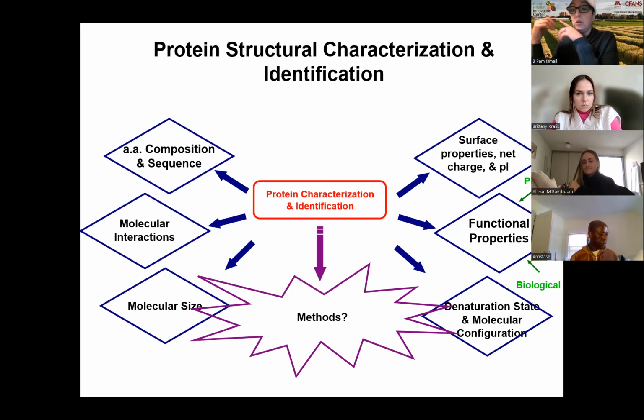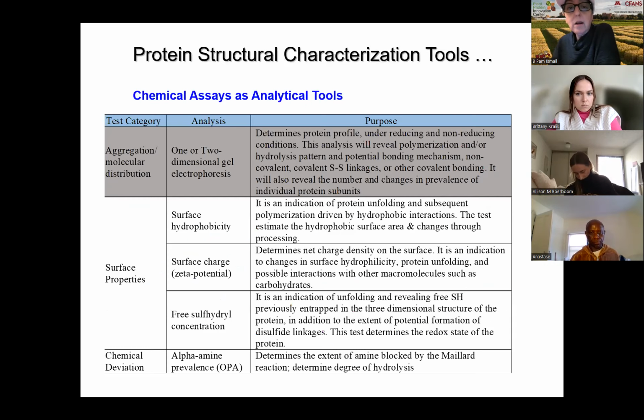We're going to look at the denaturation state. There are so many different methods that are used to determine the denaturation state, and then the secondary structure and some tertiary structure characteristics. I like to categorize these methods as chemical versus instrument-based methods. The first one that looks at molecular distribution, polymerization, and aggregation, which most of you are familiar with, is gel electrophoresis. In gel electrophoresis, you can do either one-dimensional or two-dimensional, and I'll give you examples of when we use either.